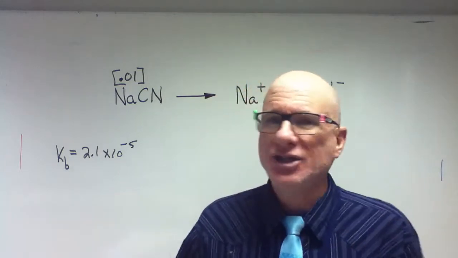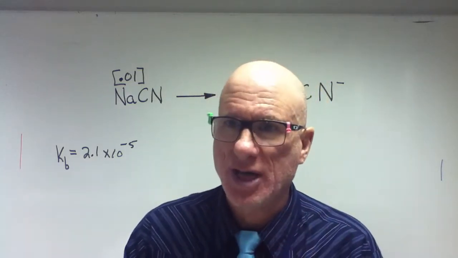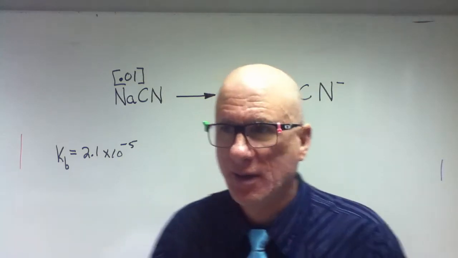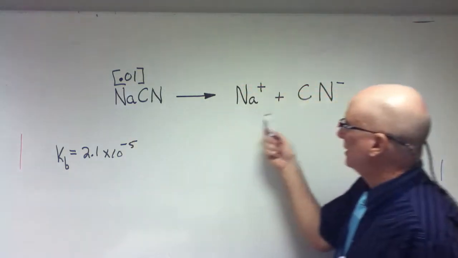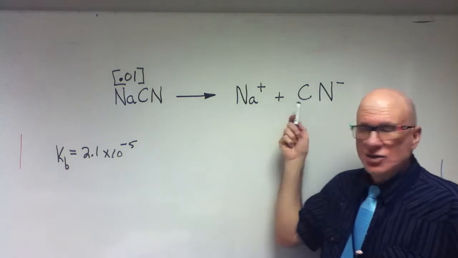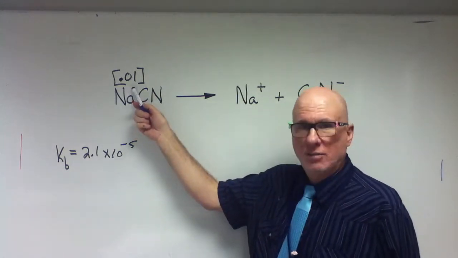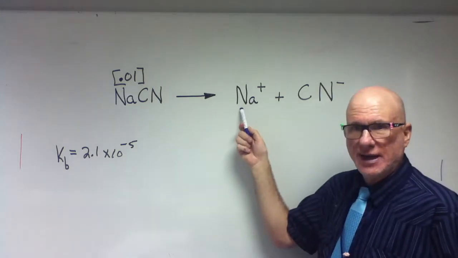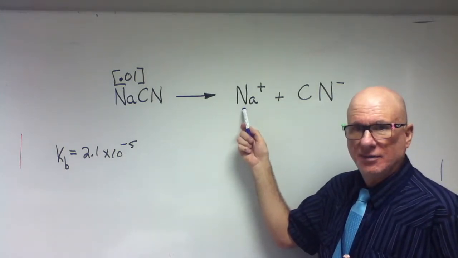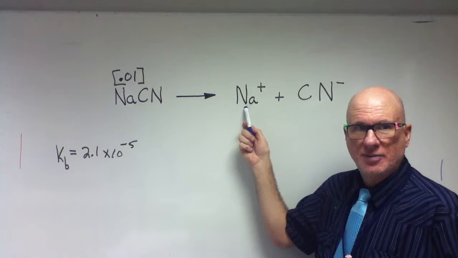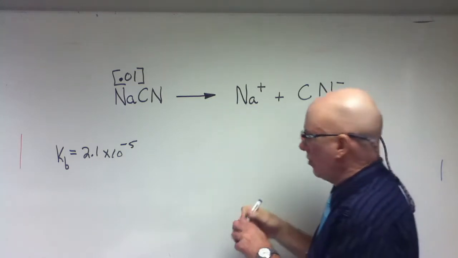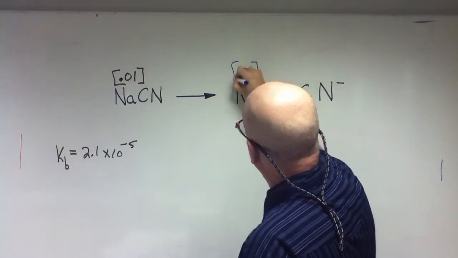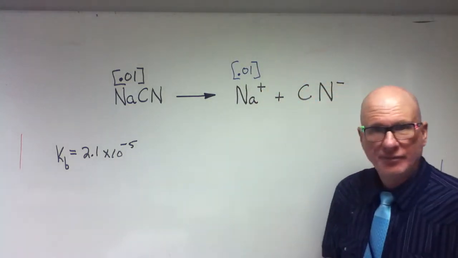See, sugar is 100% soluble, but it doesn't dissociate. It stays as one particle. This is going to dissociate completely. So that's what I get. So if I start off with 0.01 molar of this, how many moles of this do I get? What's the concentration of the sodium ion? 0.01. And the cyanide? 0.01.